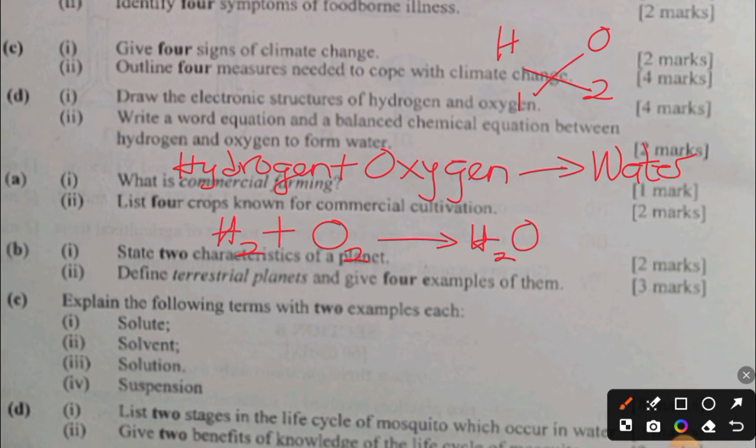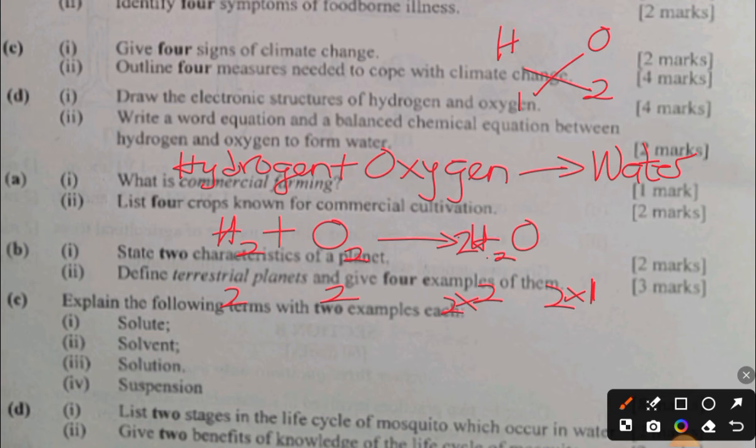Now this isn't balanced. Since it's not balanced, how do you balance it? Check for the number of atoms. 2 atoms of hydrogen, 2 atoms of oxygen, and 2 atoms of hydrogen over 1 atom of oxygen. So now to balance, you multiply by 2. And when you multiply by 2, the 2 has to affect it. In this state, put the 2 in front. Now this 2 tends to affect the hydrogen as well. So hydrogen now becomes 4.